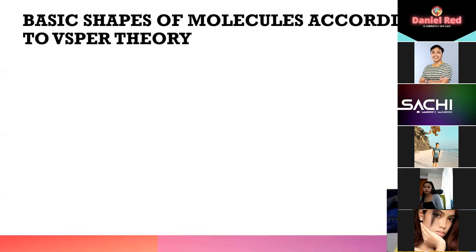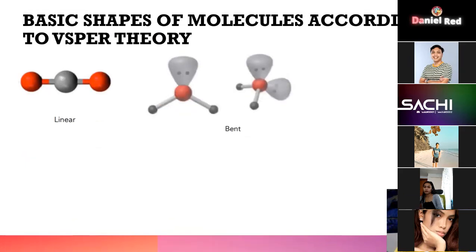Here are the basic shapes of molecules according to VSEPR theory. So the first type of shape is a linear molecule. As you can see, it forms a straight line pattern. And the second one is a bent shape.